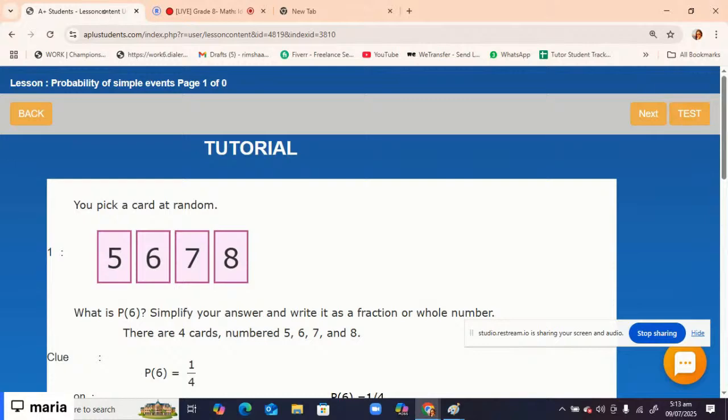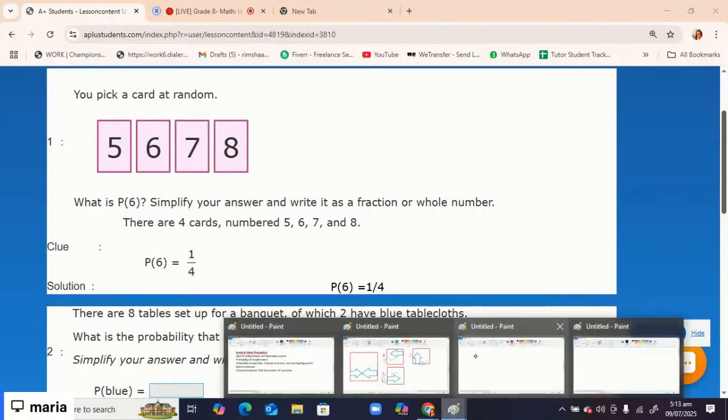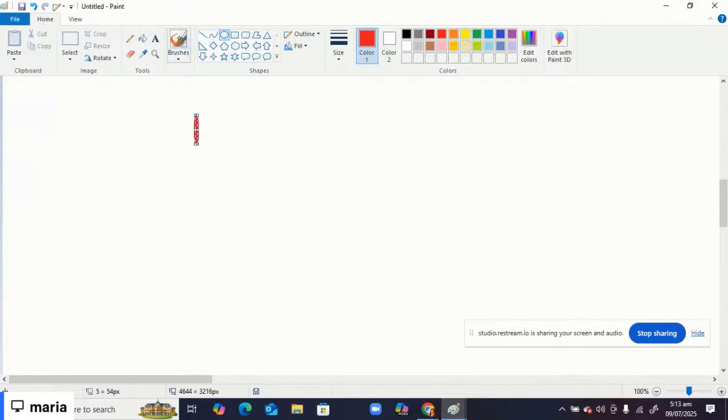How to find the probability of simple events? You pick a card at random. There are four cards: 5, 6, 7, and 8. What is P of 6? Okay, probability. How many total cards are there? There are four total cards. And how many cards are six? There is only one card. So you put the chosen card. Okay, so what is the probability?